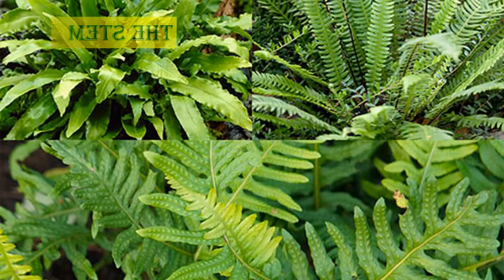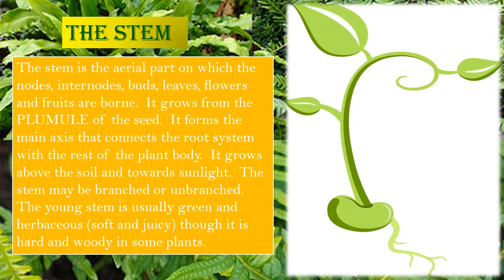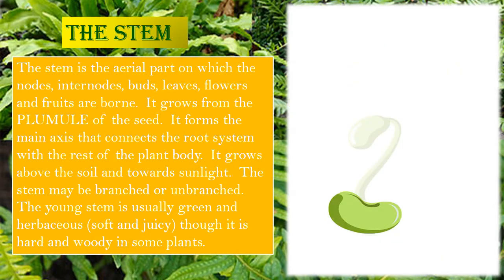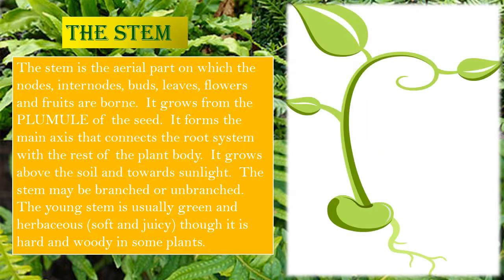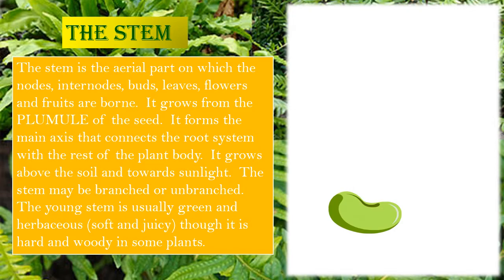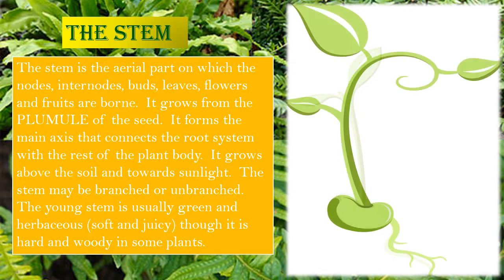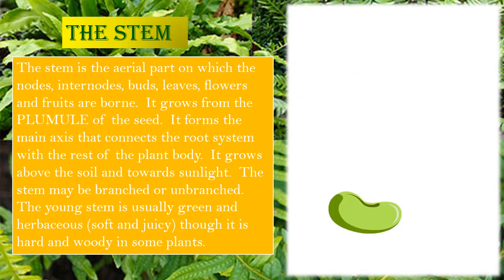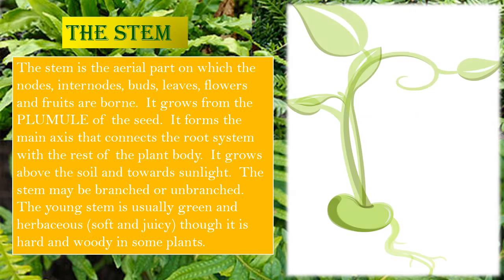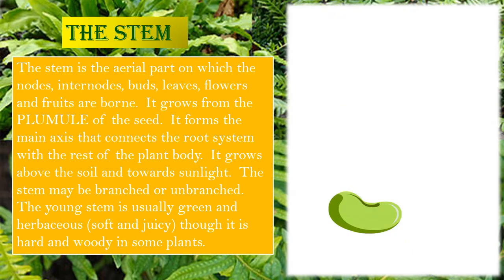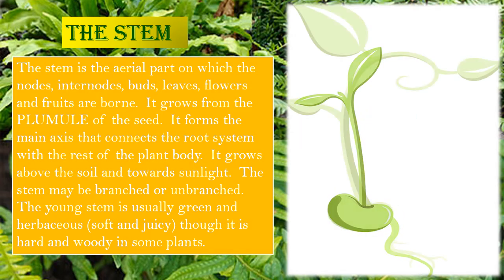Now the stem. The stem is the aerial part on which the nodes, internodes, buds, leaves, flowers and fruits are borne. It grows from the plumule of the seed. It forms the main axis that connects the root system with the rest of the plant body. It grows above the soil and towards sunlight.